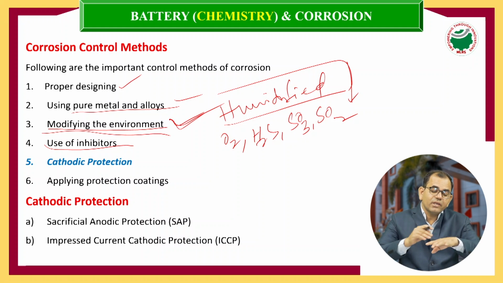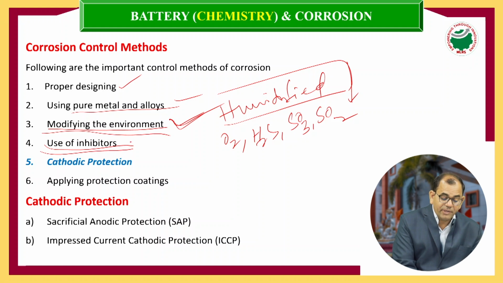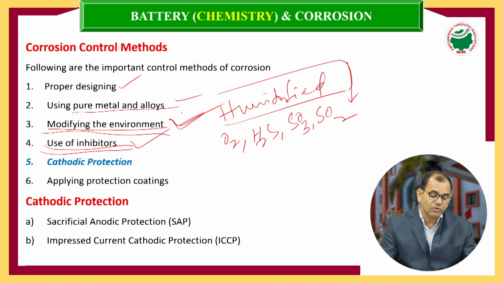So whatever the wax or grease layer is there on the metal, that is acting as a passive or protective layer. So we can prevent or control the corrosion by applying such grease, wax, or any other lubricants on the surface of the metal.